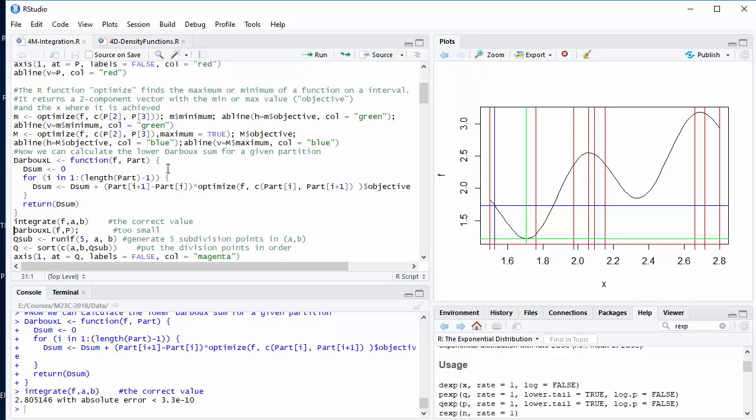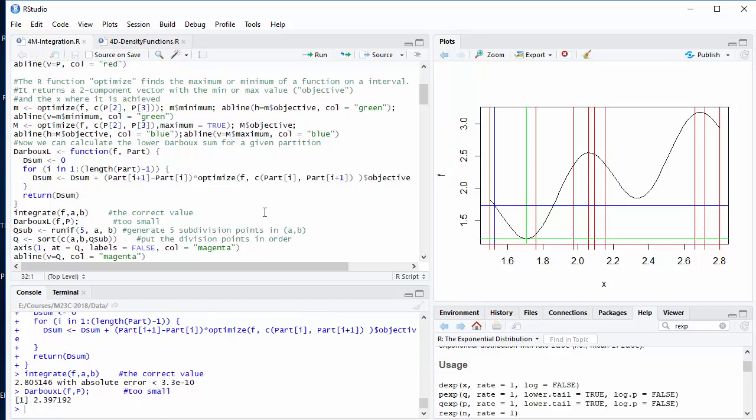Okay, there's the correct value for the integral obtained by the integrate function in R. Here's my lower Darboux sum. Not surprisingly, it is too small, and it's quite a bit too small. This is not a good way of doing numerical integration.